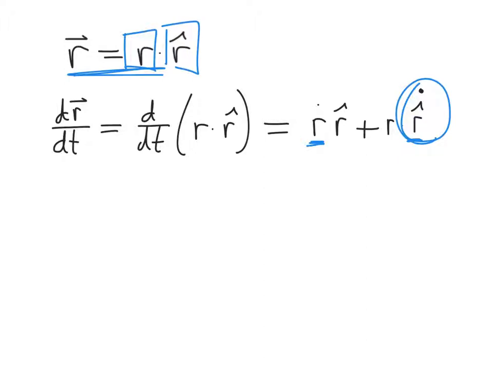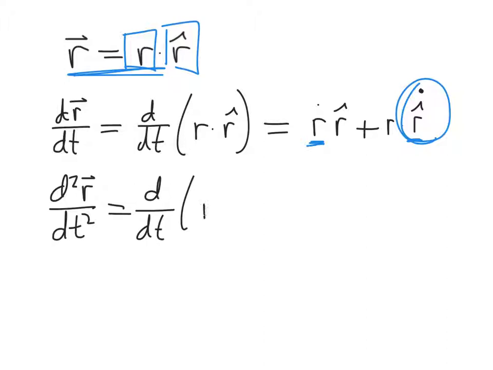The next thing we need to do is to calculate a second time derivative of our position vector, because remember, we're interested in the acceleration. So that's going to be the same as applying another time derivative, d by dt, to r dot r hat plus r times r hat dot. Okay. We can again apply the product rule, and what we get is this.